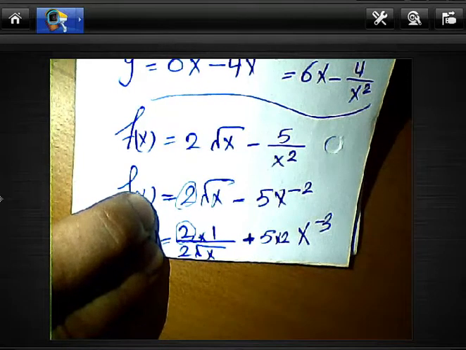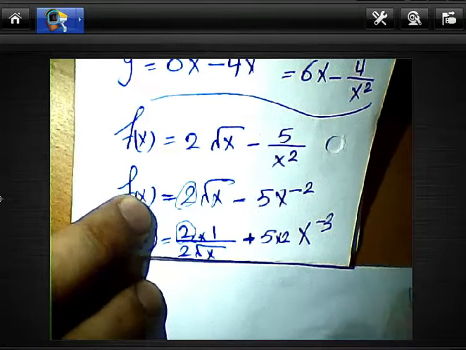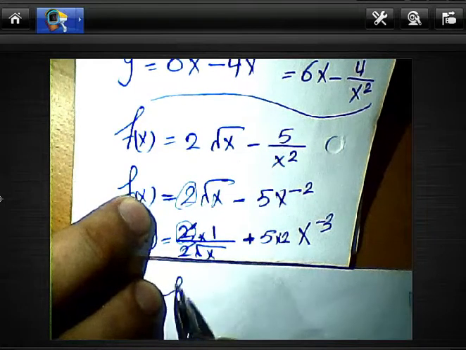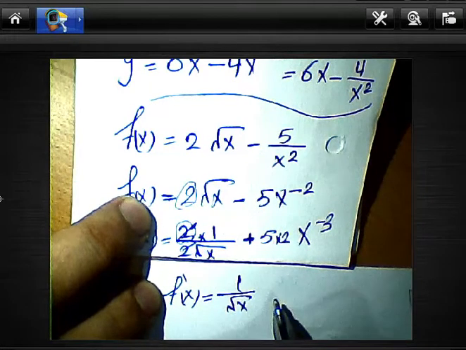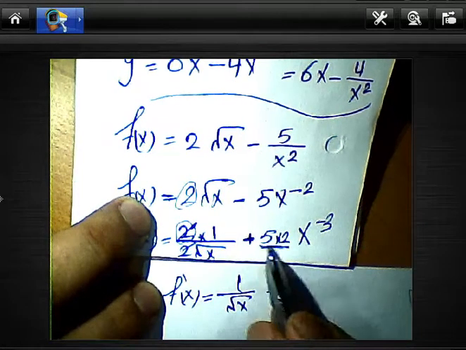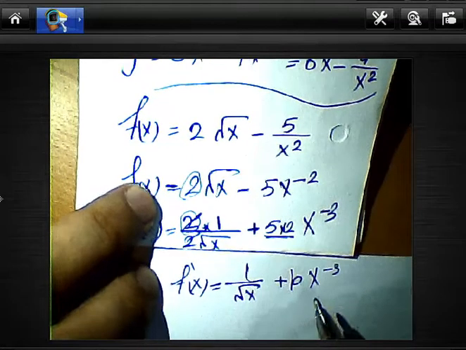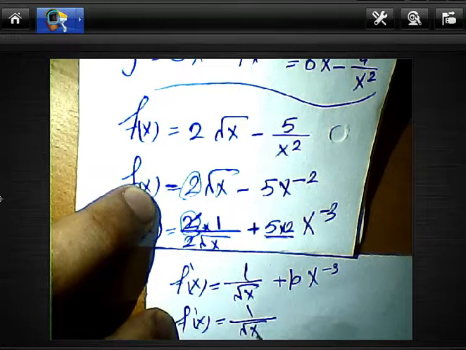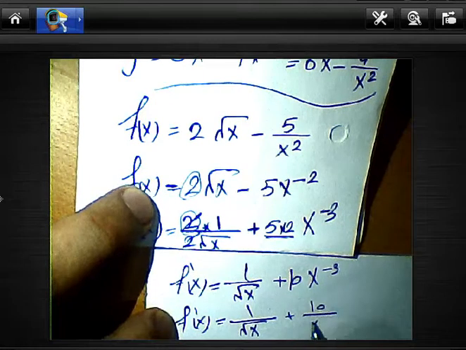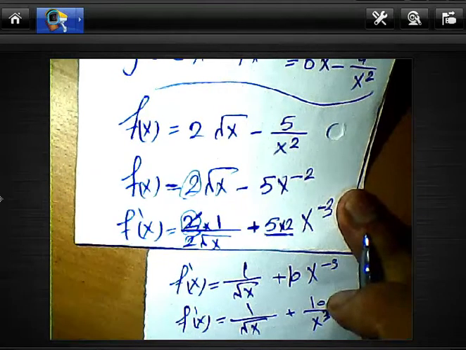So you can simplify it here. 2 divided by 2 equals 1, then f dash of x equals 1 over root of x plus 2 times 5 equals 10 x power negative 3, and we can write f dash of x equals 1 over root of x plus 10 over x power 3. It's okay. Another example.